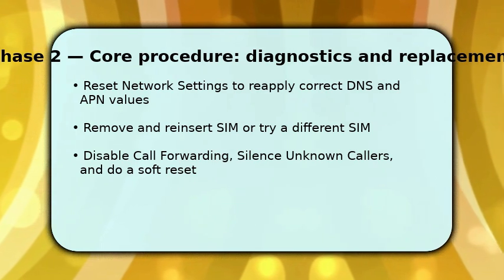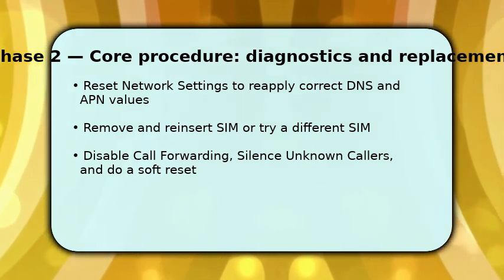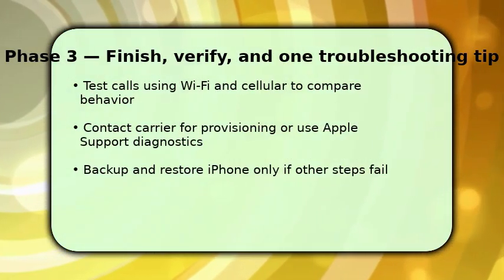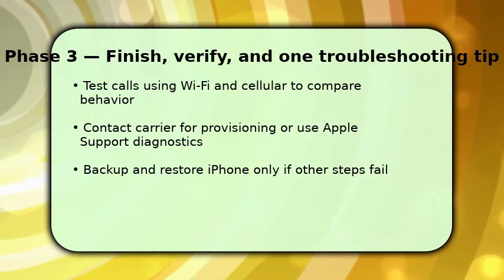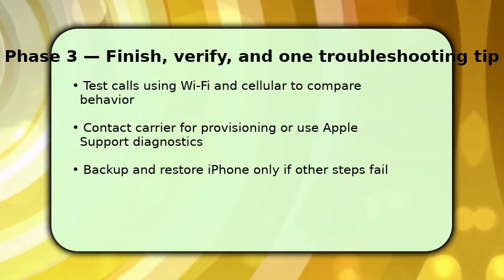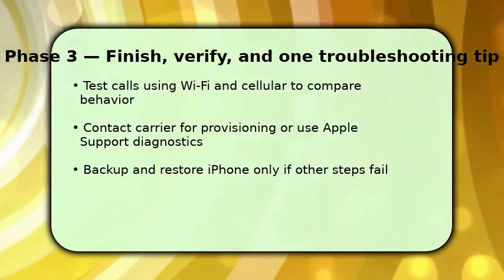To finish, make targeted tests. Call on Wi-Fi versus cellular to see which path fails, and use FaceTime audio to gauge device audio versus network issues. If one path fails, contact your carrier to check provisioning, SIM profile, or outages.